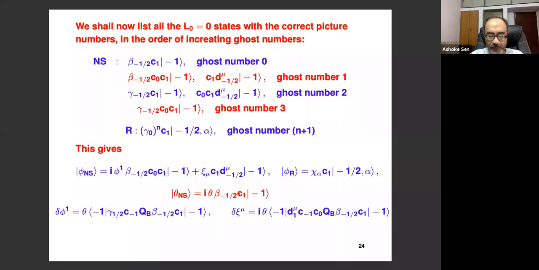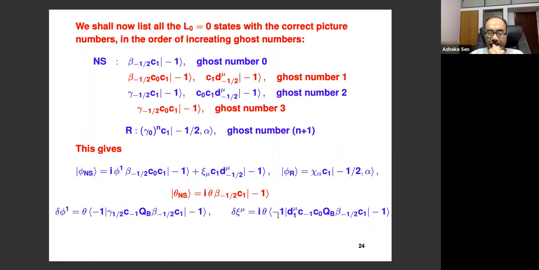That gives you QB on this. Okay, that's this part, QB on beta minus half c1 on minus 1. And then we project out the component along phi 1, right? You see in the expansion, phi 1 is multiplied by this. So you have to multiply by its conjugate state to project it out. Okay? And that's this. So you can explicitly calculate what delta phi 1 is and what delta xi mu is. Okay? These are the gauge transformation laws. So in terms of this, everything is very explicit. You can explicitly write down the transformation laws of all the fields.